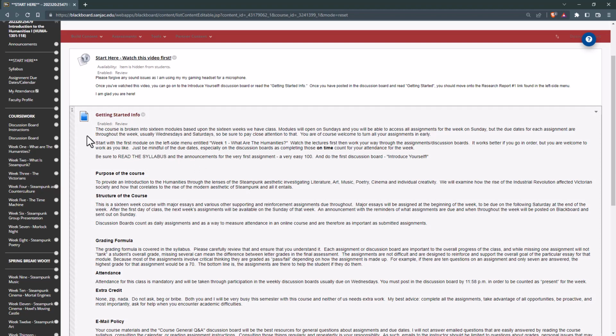The course is broken into 16 modules based on the 16 weeks we have in class. Modules will open on Sundays, and you'll be able to access all the assignments for the week on Sunday, but the due dates for each assignment are throughout the week, usually on Wednesdays and Saturdays. You need to pay close attention to when the due dates are. Our attendance is taken through the weekly discussion board, usually due on Wednesdays. So in order to be counted as here for the class, make sure that you do the Wednesday discussion board on time. You can still do it and turn it in late, but you will be counted absent for the week.